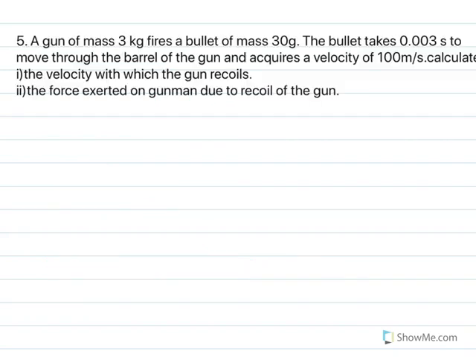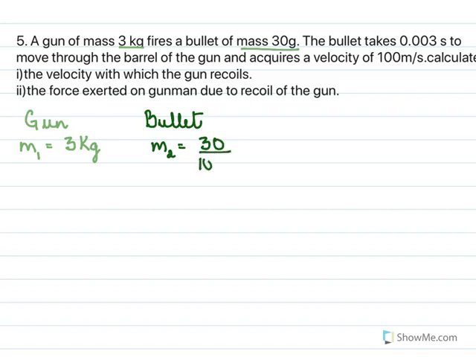A gun of mass 3 kg. So we write the gun. Mass of gun, say M1, is 3 kg. It fires a bullet of mass 30 grams. So on this side we have the bullet, and the mass of the bullet, we call it M2, is 30 gram, but 30 gram will make it over 1000 kg. The bullet takes 0.003 seconds to move through the barrel of the gun and acquires a velocity of 100 meter per second. So this is the velocity of the bullet, V2. So 100 meter per second.